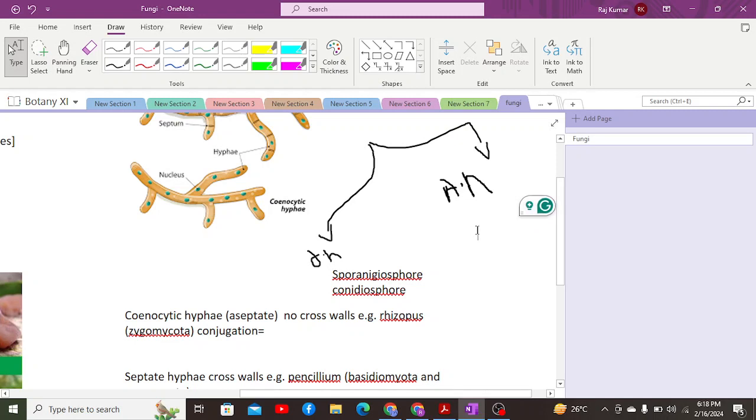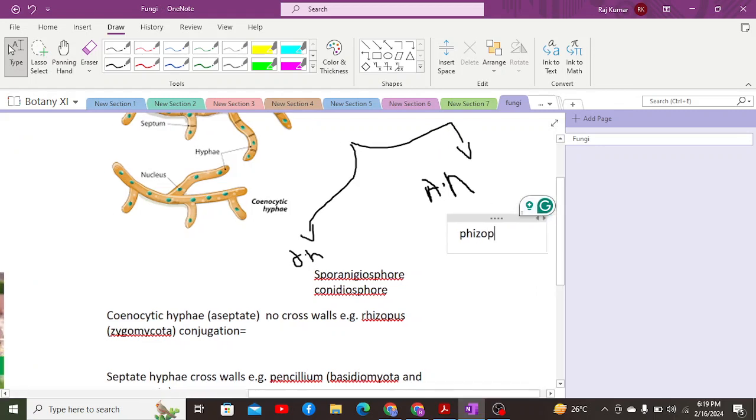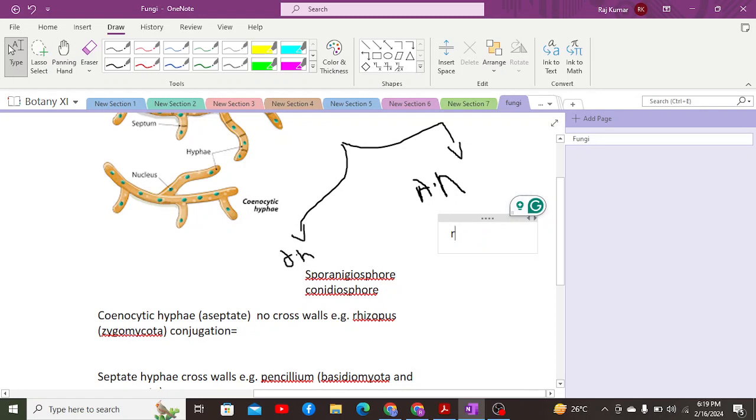Whereas the absorptive hyphae are of two types. Absorptive hyphae involves those hyphae which are found in organisms which are saprophytic, saprotrophic, which absorb dead organic matter from the soil, for example mushrooms. And the hyphae found in these organisms are known as rhizopods, right? And those hyphae which are found in parasitic mode of life are known as the haustoria, right?